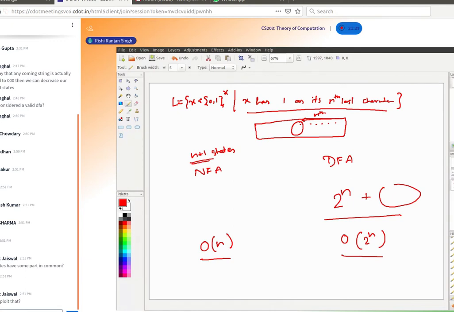So we cannot do better than 2 to the power n, and let's quickly prove it so that we can move further. Once we prove that it cannot do better than 2 to the power n, I think you will understand the power of NFA. Whatever DFA is doing with so many states, NFA can do with just a very small number of states. So let us quickly prove this concept.